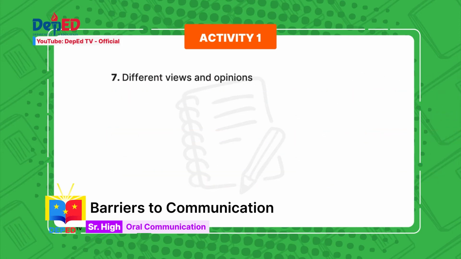Number 7. Different views and opinions. This is a cultural barrier. If the communicators do not share a mutual view and opinion, the tendency is that they might push their own ideas and fail to listen and understand others who think otherwise.